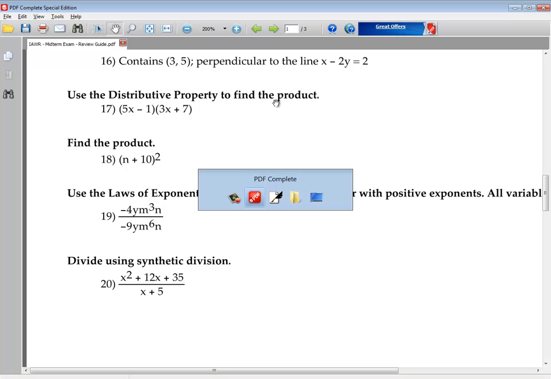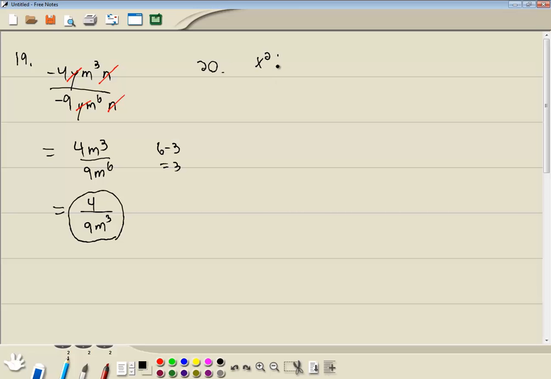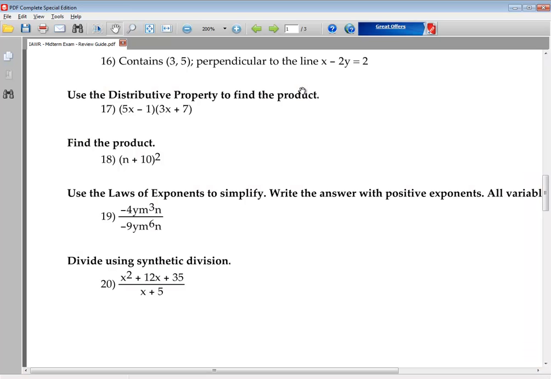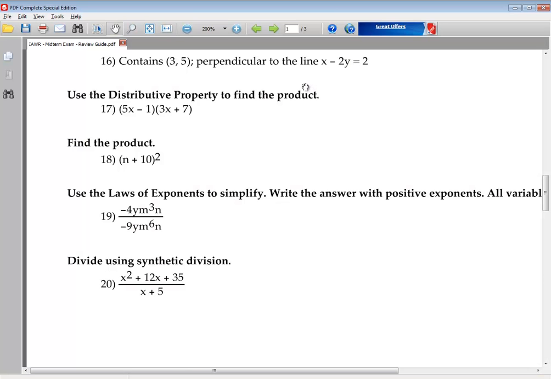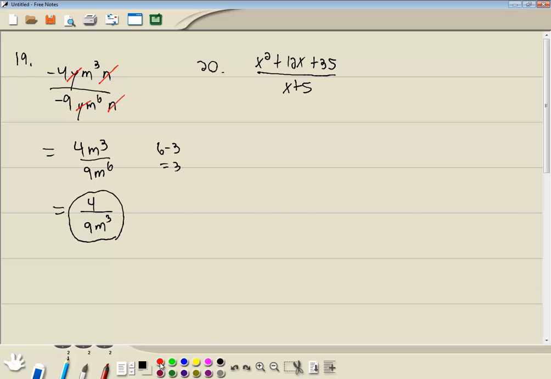Okay, number 20. We've got x squared plus 12x plus 35 divided by x plus 5, and it says to divide using synthetic division. Well, for synthetic division, we're going to take what we're dividing by, which is the x plus 5, set it equal to 0 and solve it. So take 5 over, and we get x is equal to negative 5. Then we're going to take whatever number we found in step 1 and put it in a box in the upper left-hand corner, and we'll set up our form.